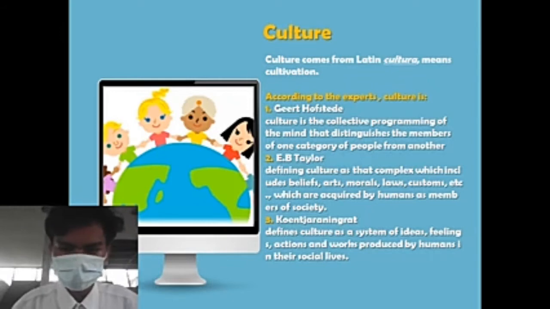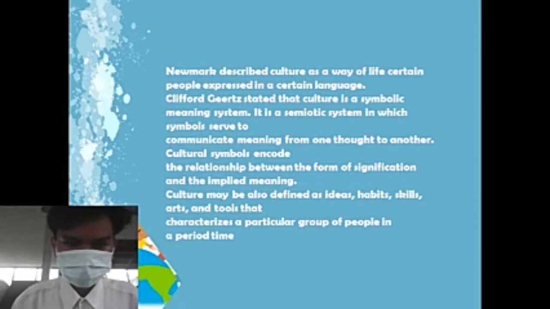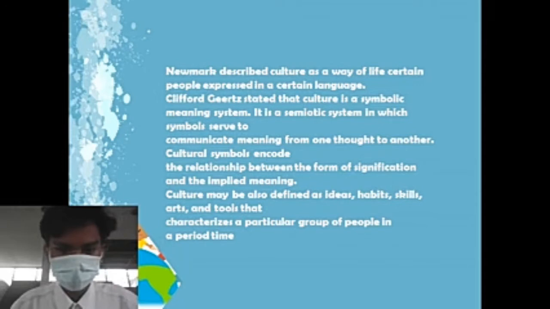Third, from Koentjaraningrat, defines culture as a system of ideas, feelings, actions, and work produced by humans in their social life. Newmark described culture as a way of life certain people express in a certain language. Clifford Geertz stated that culture is a symbolic meaning system. It is a semiotic system in which symbols serve to communicate meaning from one group to another. Cultural symbols include the relationship between the form of signification and the implied meaning.